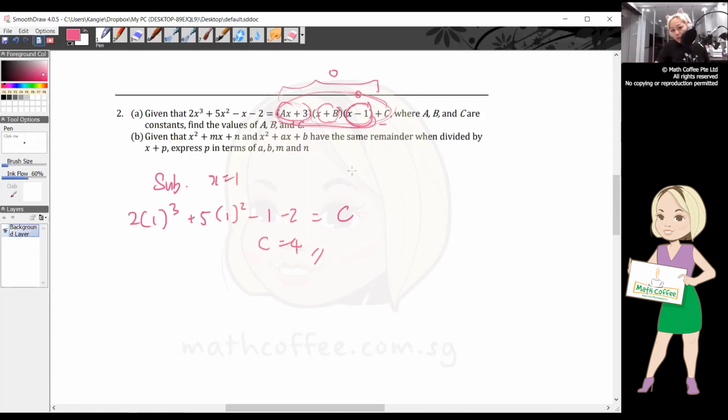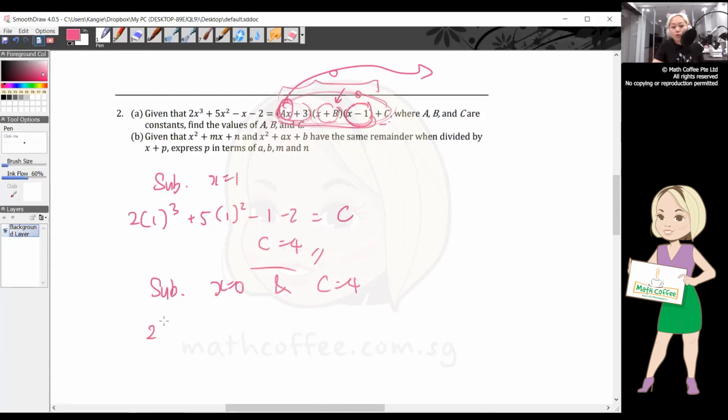Next, let's sub in. I see an ax. Good. Why is ax good? Because if now I sub x equals 0, do you agree a times 0 means my a will disappear? So if my a disappears, that means I can safely solve my b. I don't have to worry about c because I already solved my c in the first place. So what I need to do is sub x equals 0 and c equals 4.